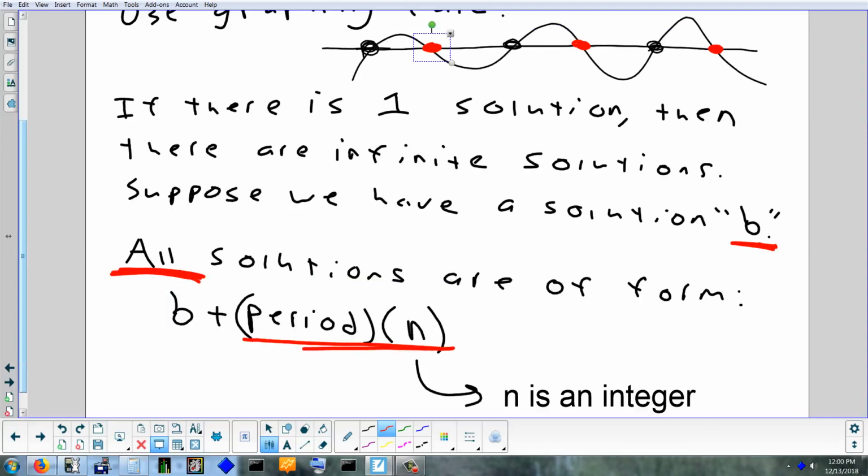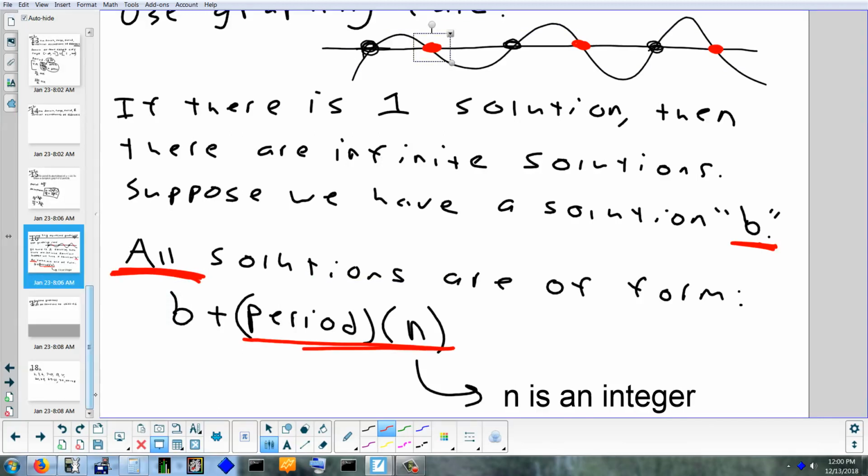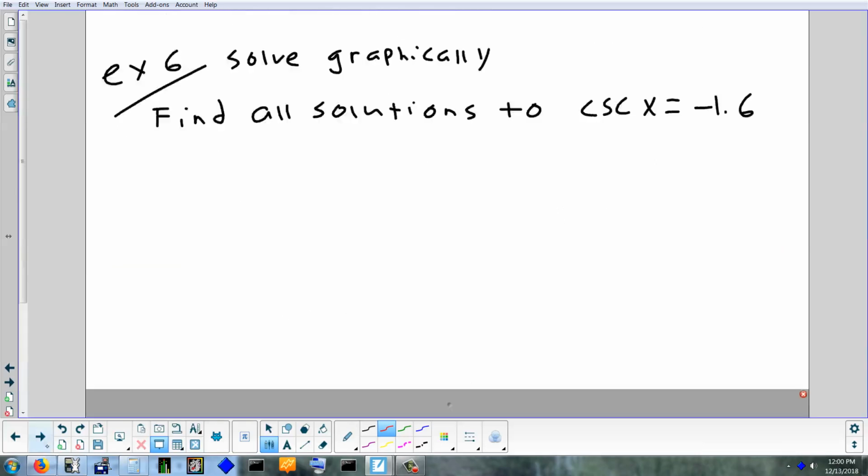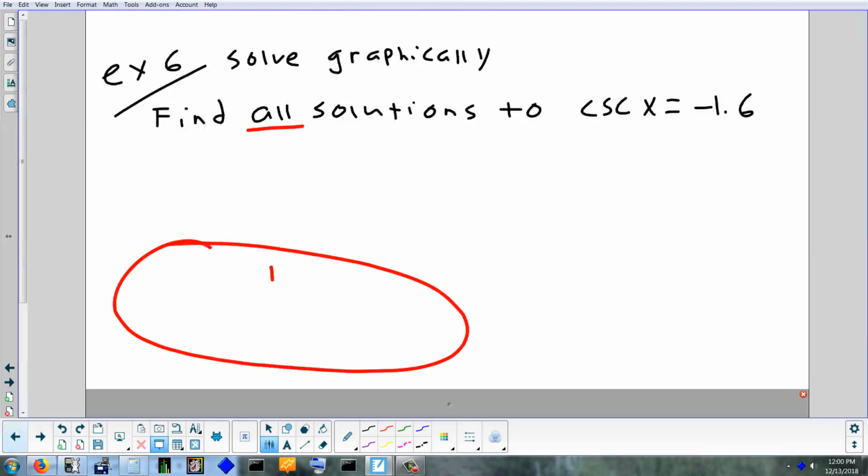Okay, so we'll finish up with, I've got one example left. Does everyone have that? All right, so this one says all. So already in my head, when I write my answers, I'm going to write down plus something times n, just so I don't forget to do it. Now I'll figure out the rest.